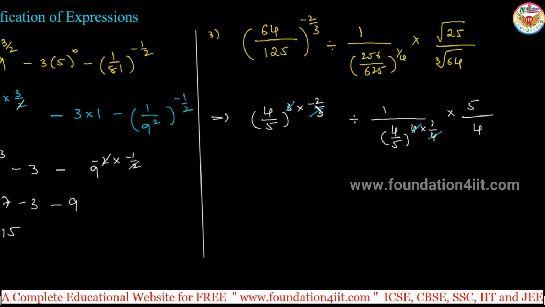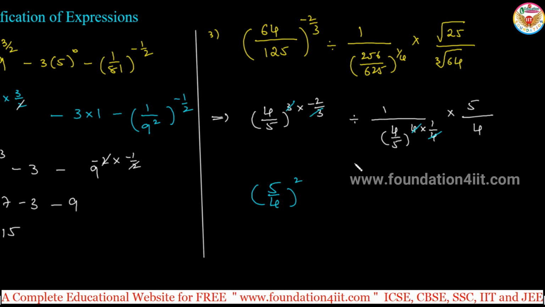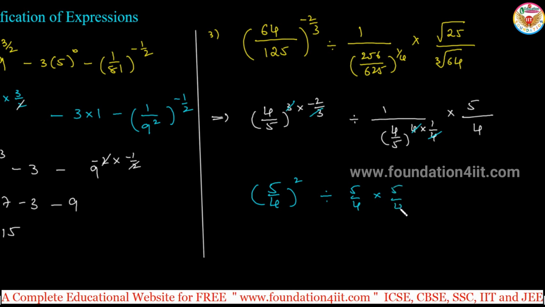We get (4/5) power minus 2. To make the negative power positive, you take the reciprocal, so it is (5/4) to the power plus 2. Then divided by 1 by (4/5), that is 5 by 4, and times one more 5 by 4 is there.